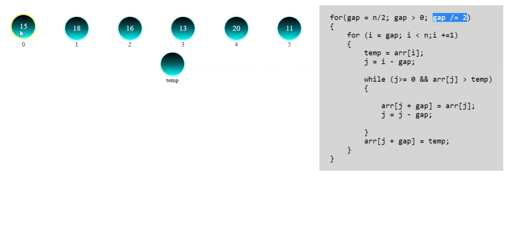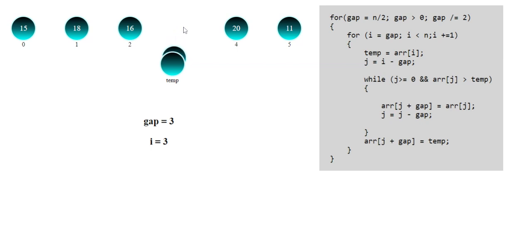Initially 13 and 15 are compared, and they are swapped. 20 and 18 are compared. 18 is less than 20, so there will be no change. 11 and 16 are compared. 16 is greater than 11, so 11 comes to the second position. Then the gap becomes equal to 1, because 3 by 2 is 1.5, so we take it as 1. Now this element and this element are compared, and this and this are compared. That's how shell sort works.